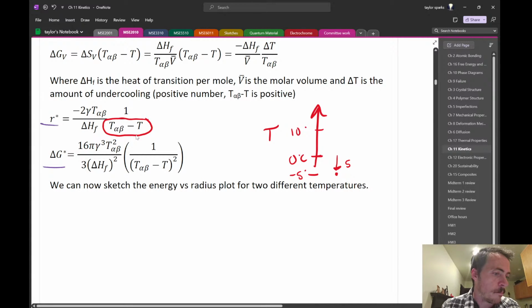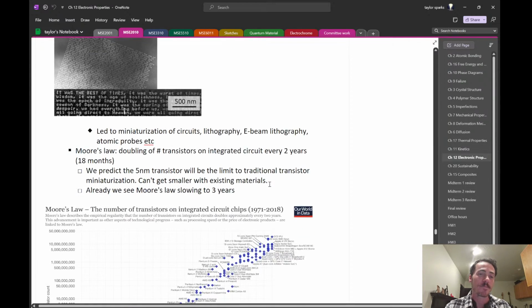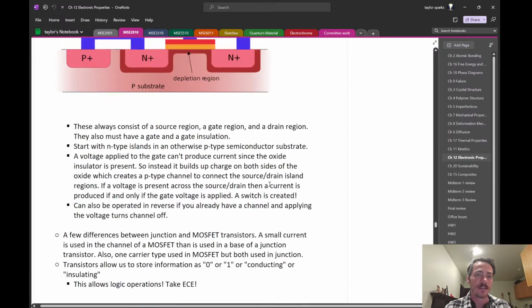Can you explain a MOSFET like I'm a caveman? This is the best. Let's talk about MOSFET as if you were a caveman. MOSFETs are amazing, so let's take a look at them.